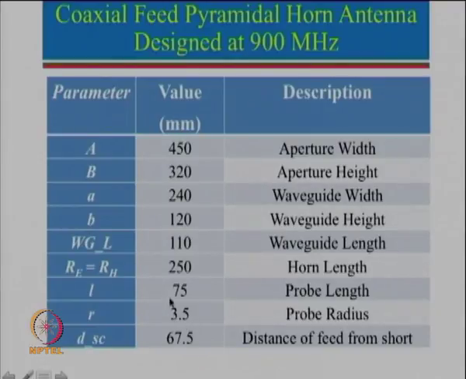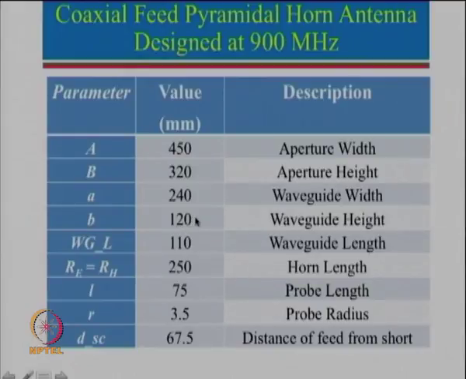So just to tell you, the probe length is around 75 mm, and one can see that at 900 megahertz, the wavelength is 33 centimeters. Half of that will be slightly more than 80 mm. So we took slightly less than that to account for the diameter effect. Then this is the radius, which is 3.5 mm, and this is equal to 7 mm diameter. Then we have taken the waveguide dimension A as 240, so that we have a cutoff frequency lower than this value here.